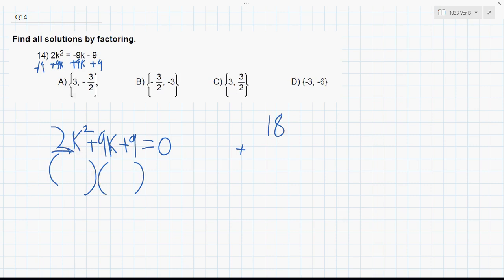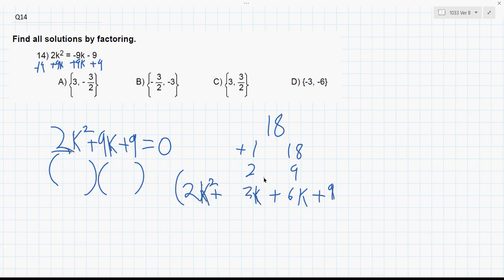Good point. So again, you go 1 and 18, 2 and 9, and there is a 6 and a 3, which I forgot about. So at 6 and 3, we know that that would work. That means our actual expression is going to look like 2k squared plus 3k plus 6k plus 9. So this would look like the actual one.